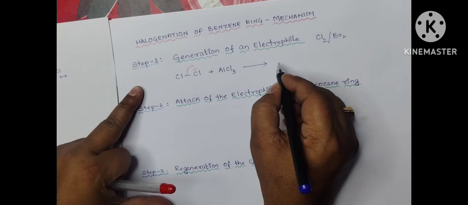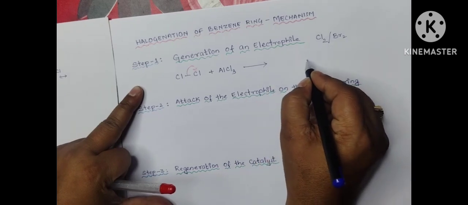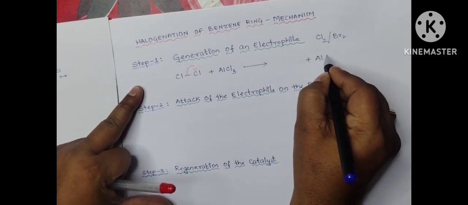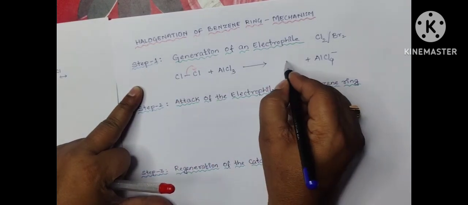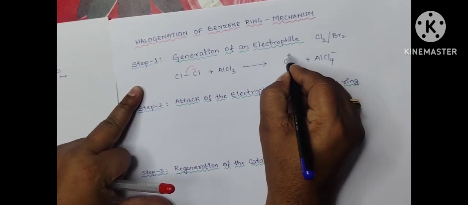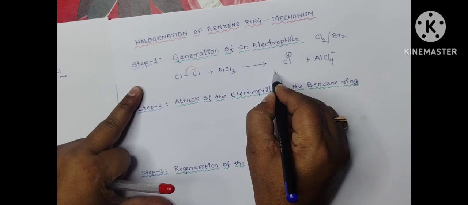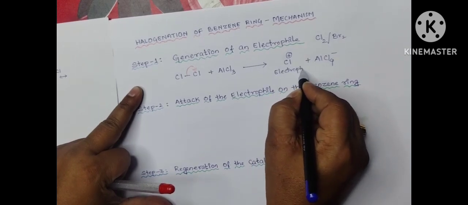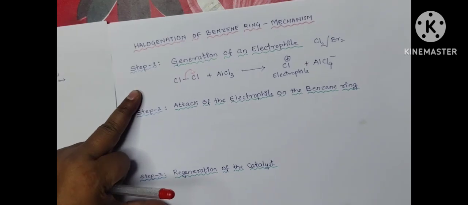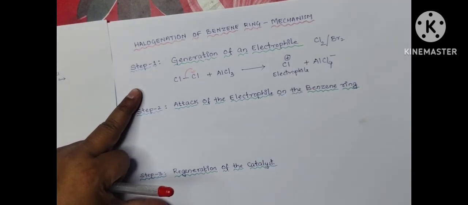Then what is going to happen, my dear? So this AlCl3 becomes AlCl4 minus, and this particular Cl atom will have a positive charge. So this is our target site, that is what we are calling an electrophile here. Okay, so our electrophile is generated.